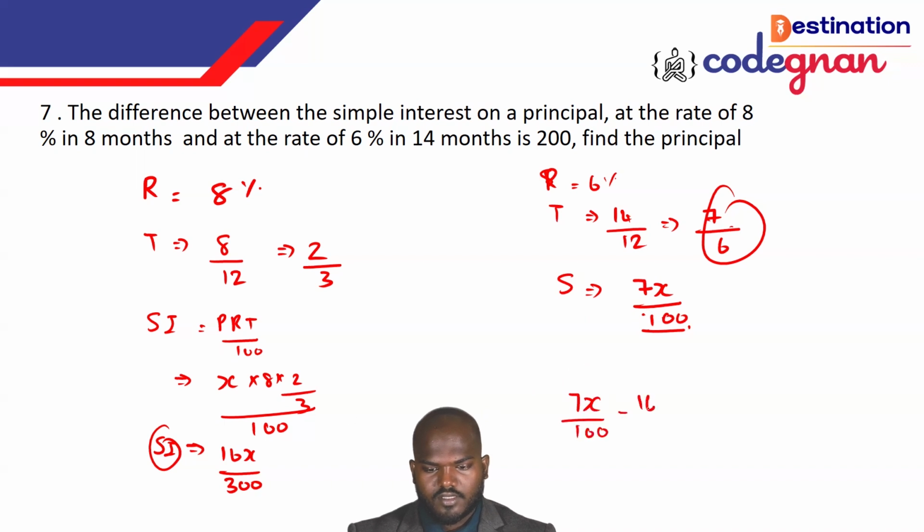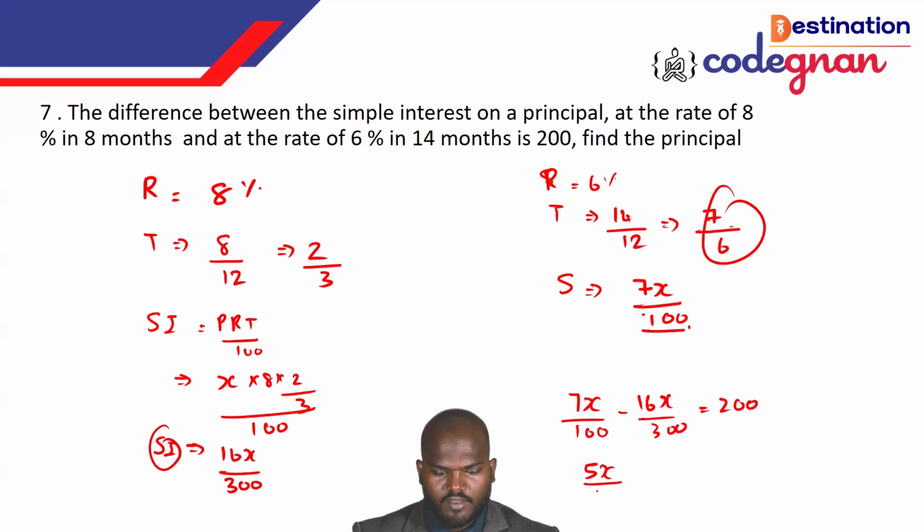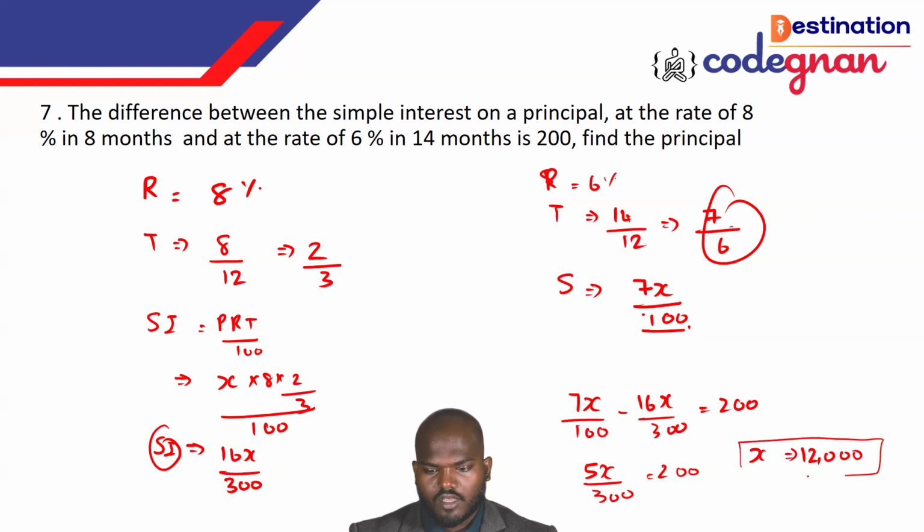minus 16x by 300 is equal to 200, as they have given. If you manipulate this one, it will give you 5x by 300 equals 200. Taking out x here, you will get x as 12,000. This is how the value you will get. This is a very important one. With this problem, you must be very, very careful to solve this question.